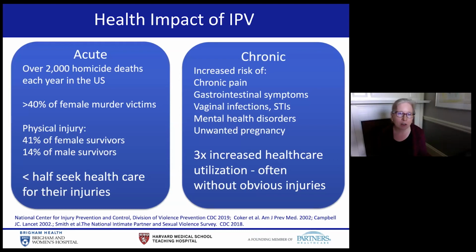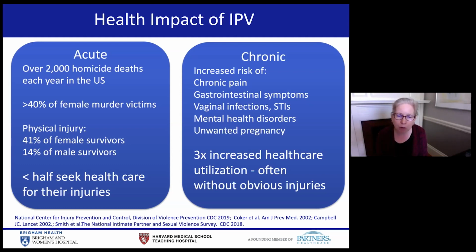I'm going to specifically hone in again on intimate partner violence. So here we also think about the acute harm from intimate partner violence, so over 2,000 homicide deaths each year in the US. More than 40% of women who are murdered are killed by an intimate partner. Many women who experience intimate partner violence have physical injuries as a result. But it's really crucial to understand that fewer than half of intimate partner violence survivors will seek health care for their acute injuries. Instead, what we'll see them with are those chronic sequelae.